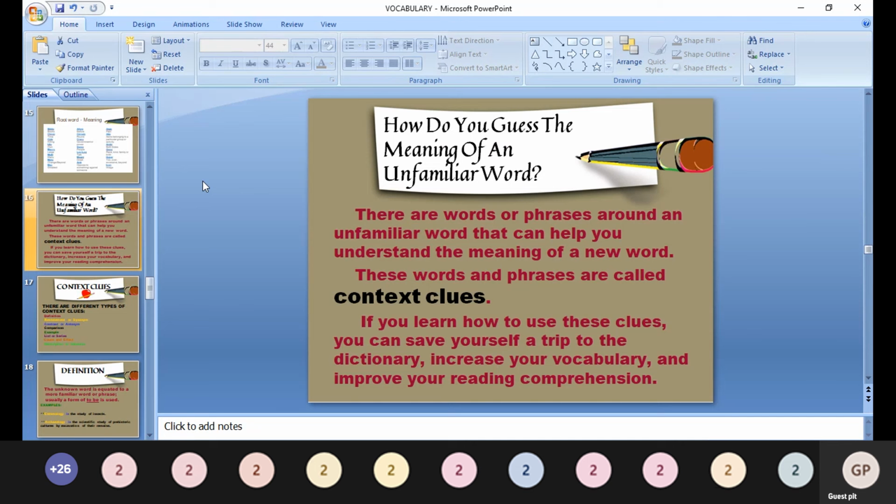If you learn how to use these clues, you can save yourself a trip to the dictionary, increase your vocabulary and improve your reading comprehension. I would suggest that when you have the dictionary, it's always advisable to look it up. But when you are in an examination or somewhere where you are unable to access your dictionary or your mobile, then you guess the word.